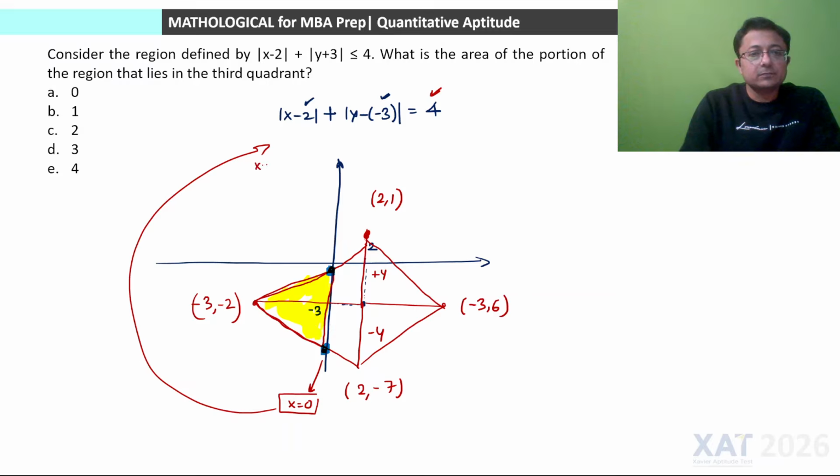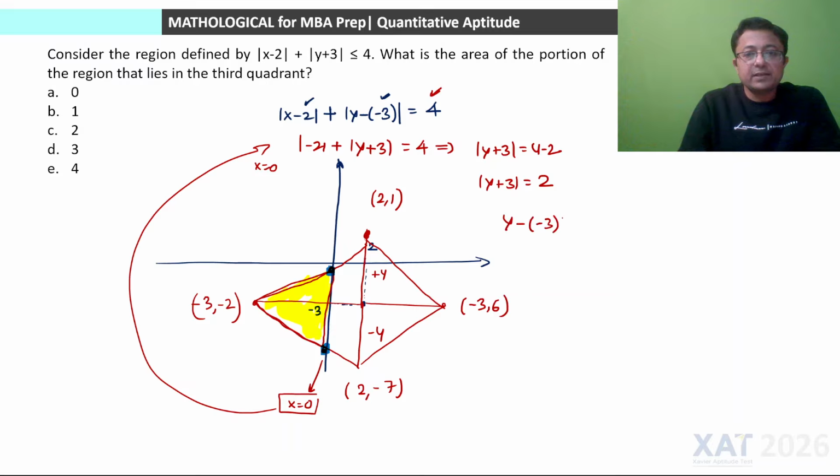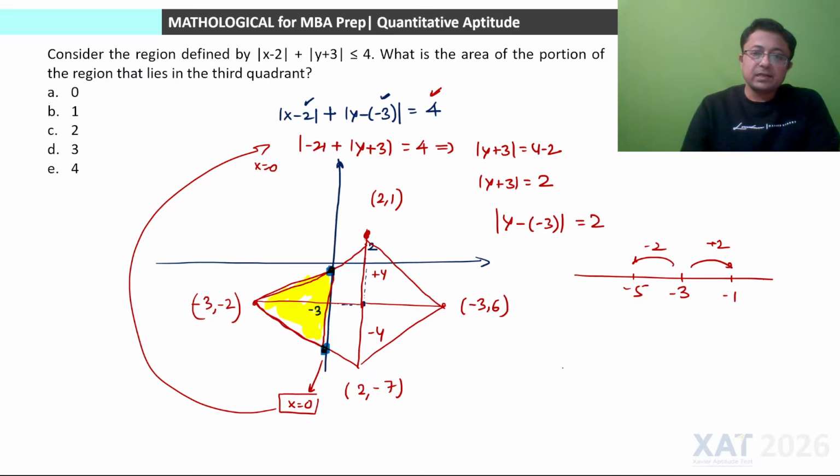So at x equal to 0, the equation will be mod of minus 2 plus mod of y plus 3 is equal to 4. Mod of minus 2 is equal to 2 only, so mod of y plus 3 will be equal to 4 minus 2, which is 2. Or this is saying the distance of y from minus 3 should be equal to 2. So on the number line, minus 3 plus 2 will be minus 1 and minus 3 minus 2 will be minus 5. So the y coordinates of the 2 points are minus 1 and minus 5, that is, this point will be (0,-1) and this point here will be (0,-5).